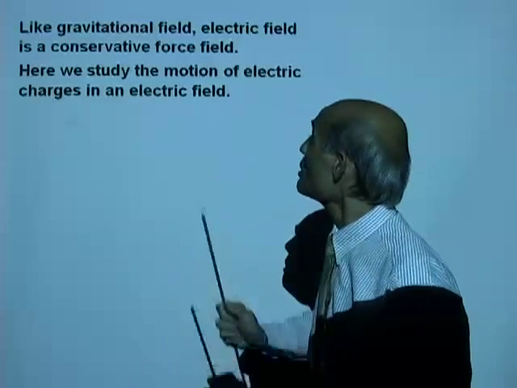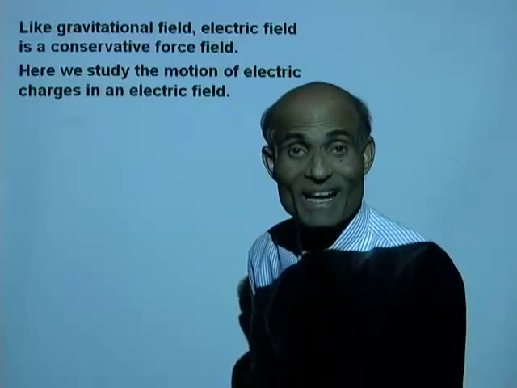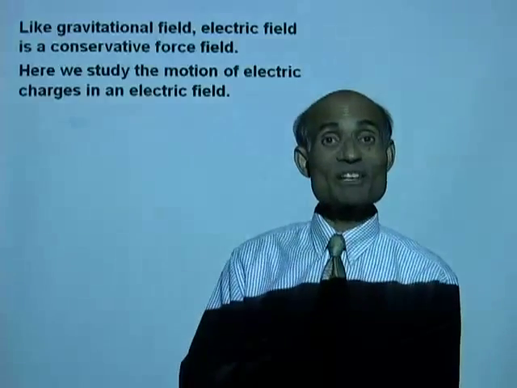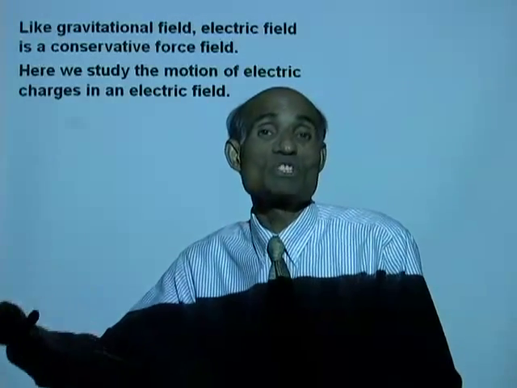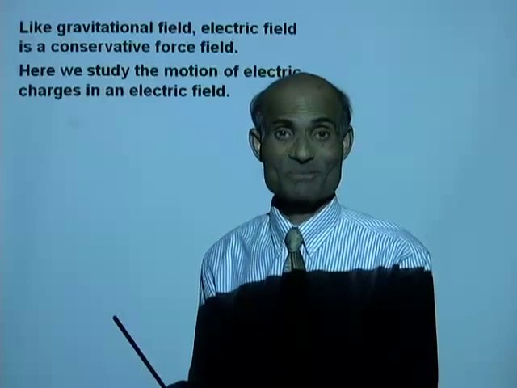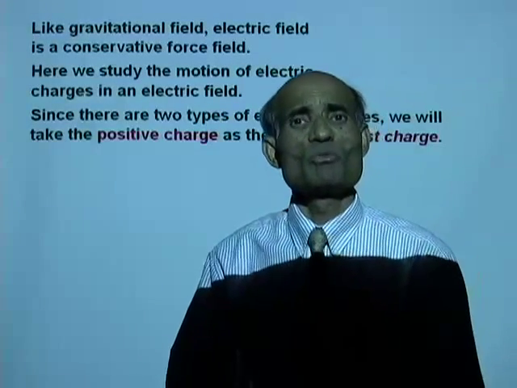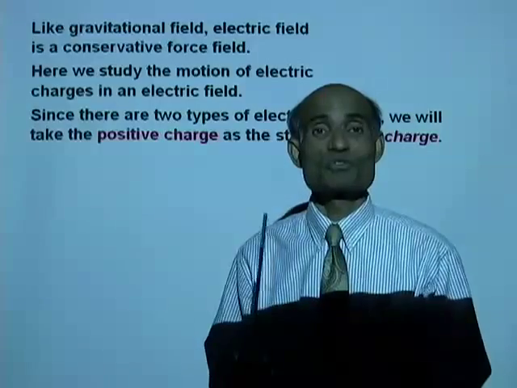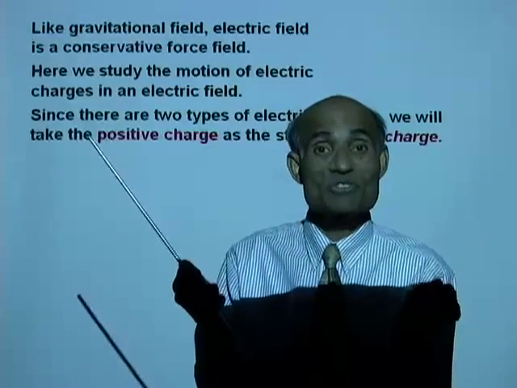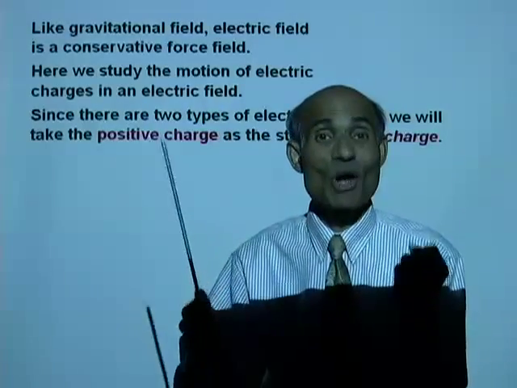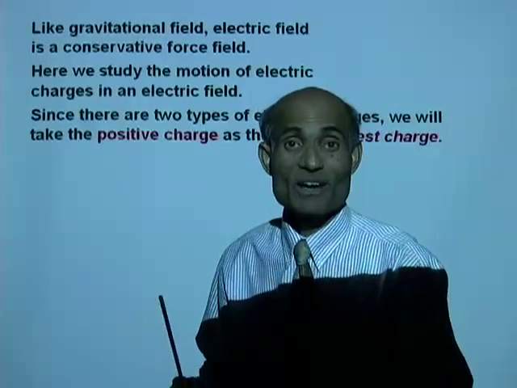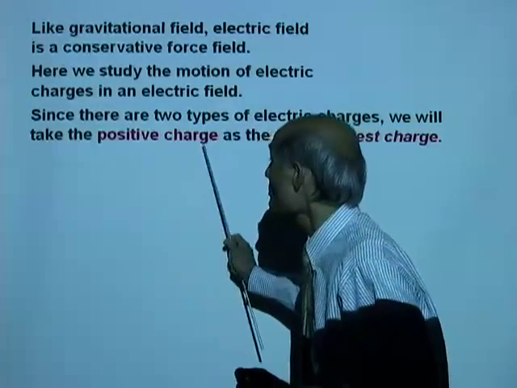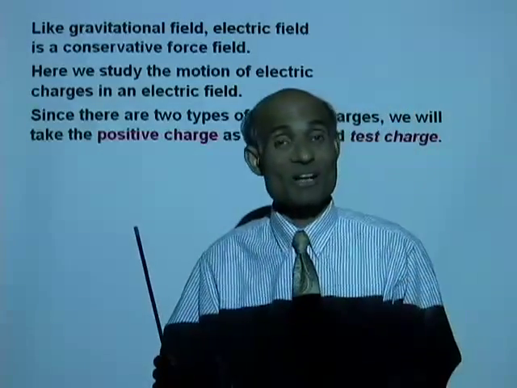Here we study the motion of electric charges in an electric field, just like we study the motion of objects in a gravitational field. But there is a small problem with the electric field. There are two types of electric charges. So which one do we choose as our test charge? Well, we have settled on it long ago. What is our test charge? Our test charge is a positive charge. We have chosen a positive charge as a test charge.